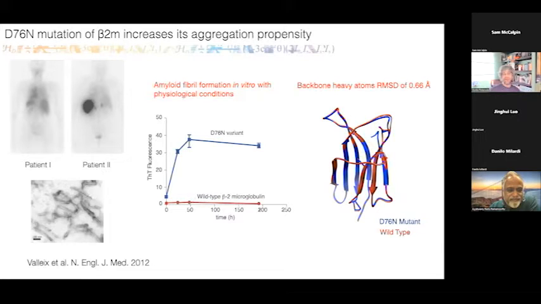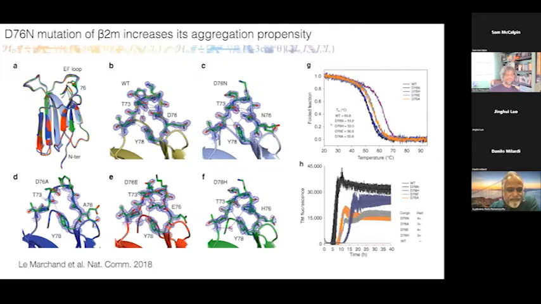You can see here the wild type has no fibrillation at physiological pH, physiological conditions, and extremely fast fibrillization in the D76N variant. Nonetheless, crystallography is blind to that, because if you study the wild type molecule and the variant, the molecules are absolutely identical, very small RMSD. And so they are blind. Nonetheless, this 76 position seems to be particularly neuralgic in the properties of the molecule.